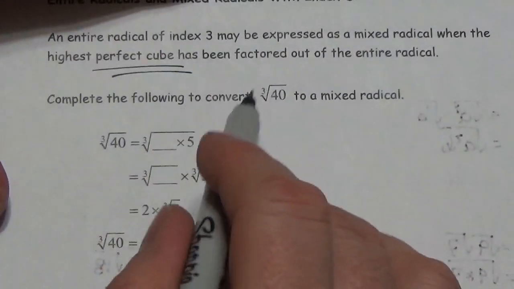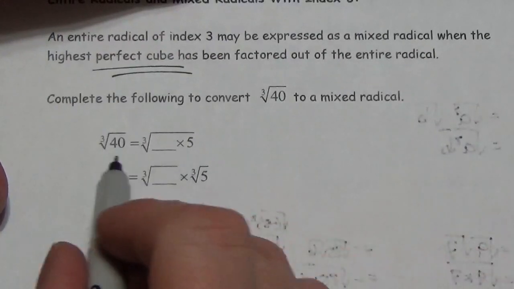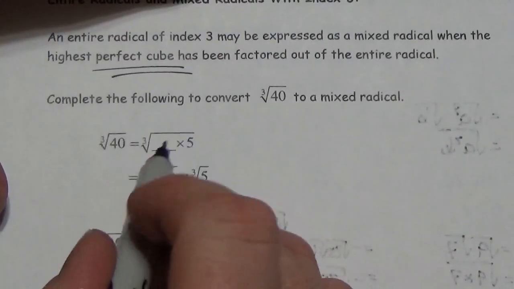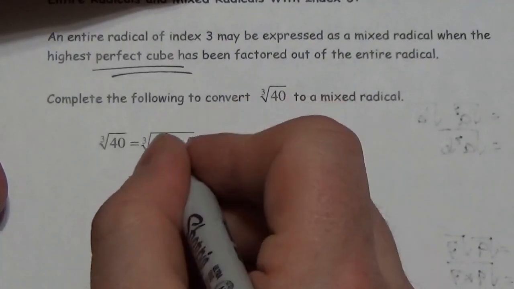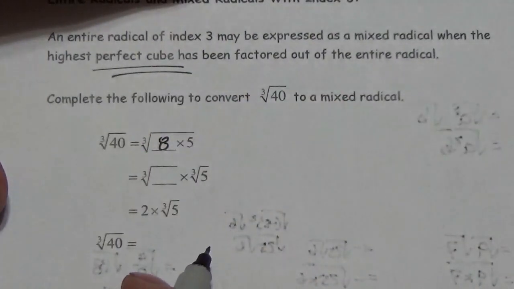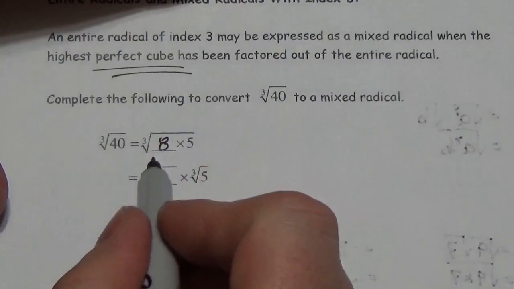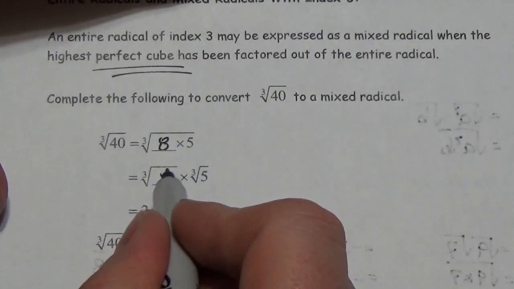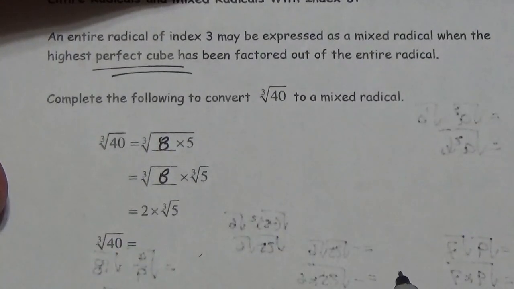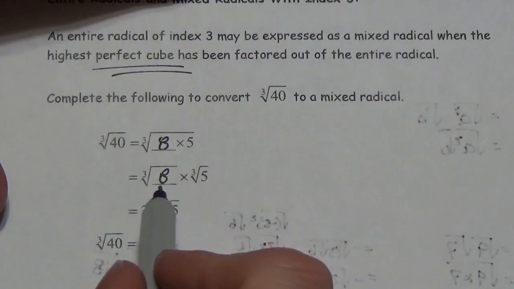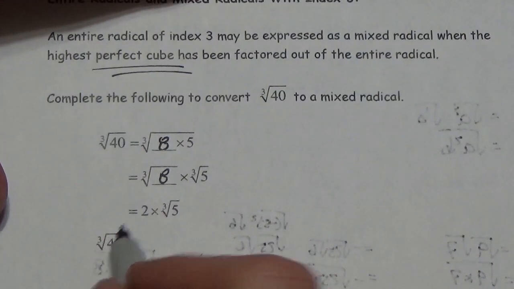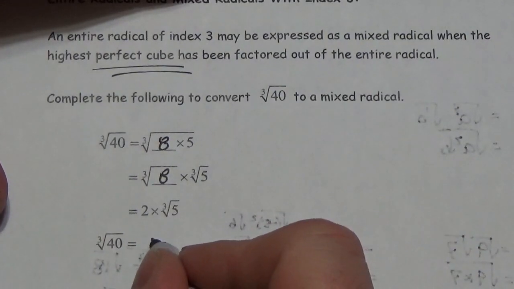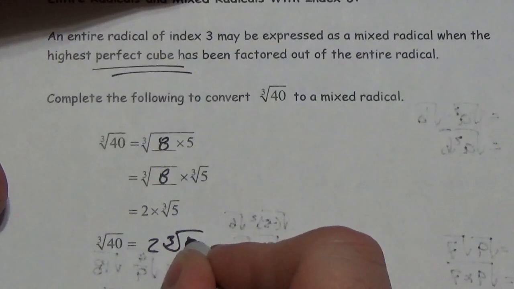So we're going to take the cube root of 40 and break it down. Okay, cube root of 40. Well, 40 can be broken down into, well, I'm helping you out here. There's a 5 there, so this has got to be 8. So now I can take that product and split it into two separate cube roots multiplied together. And I know that the cube root of 8 is 2. So then I can conclude that the cube root of 40 is going to be 2 times the cube root of 5.